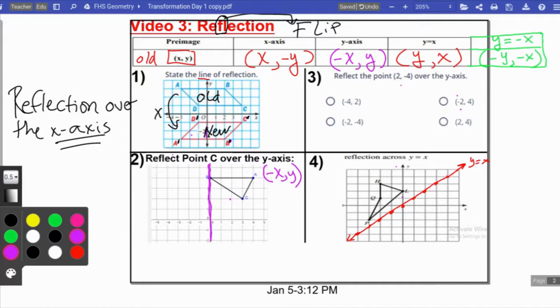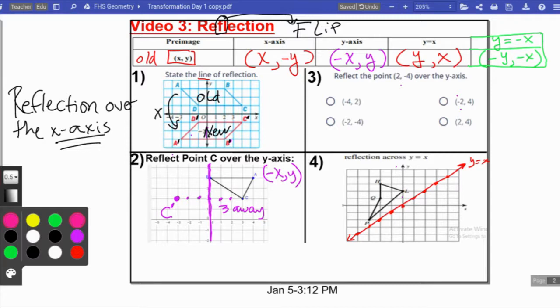So here's my question. How far is C from this purple line? Let's count. 1, 2, 3. It's 3 away from the line. Therefore, when you go to the other side, you also have to go 3 units. 1, 2, 3. That's it. This will be a new C, but we have to put a little prime mark right there to say I have reflected C over. You with me? Just for the sake of it, let's do the other ones. Like A.